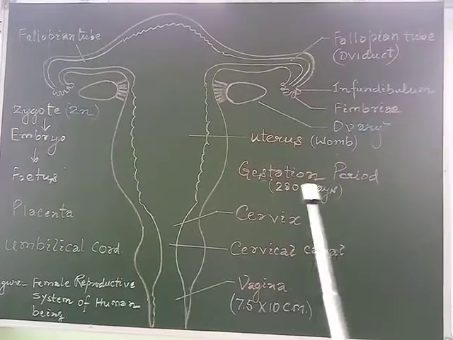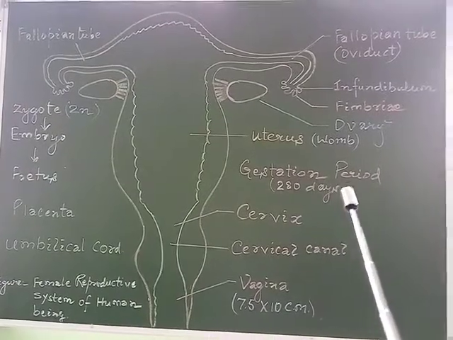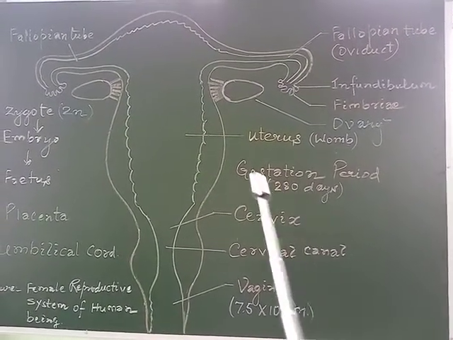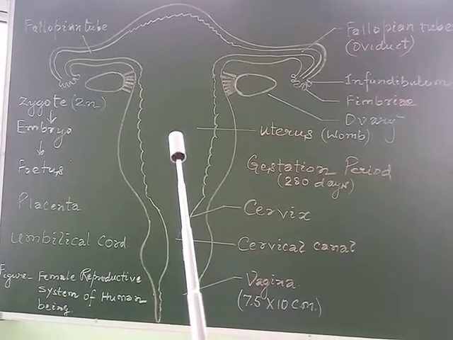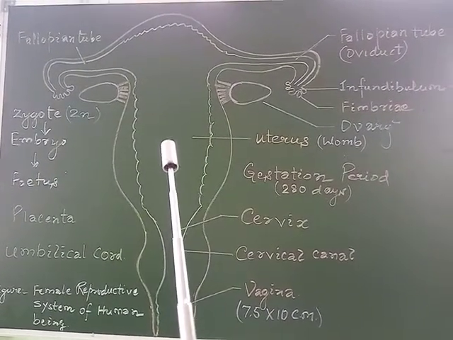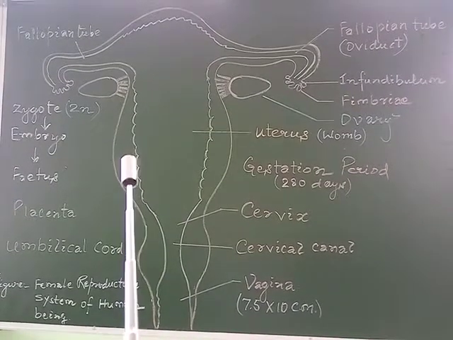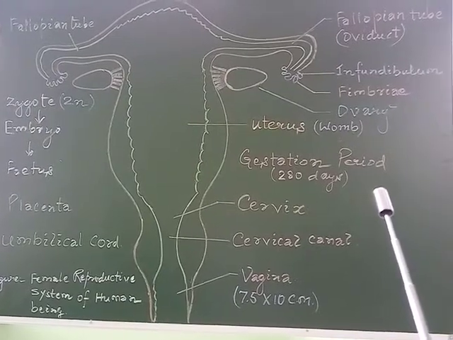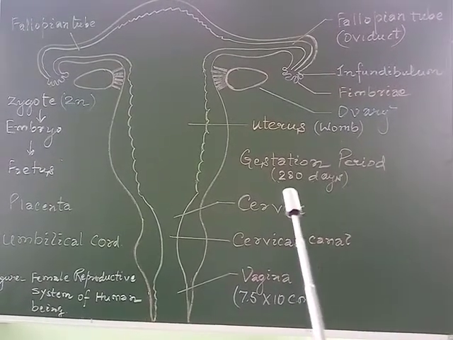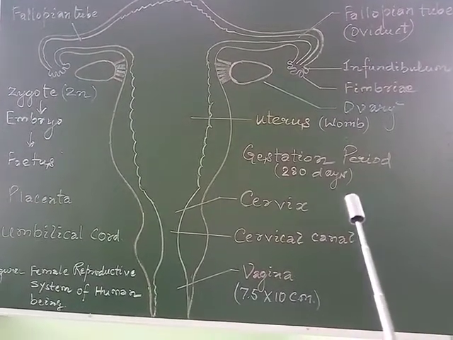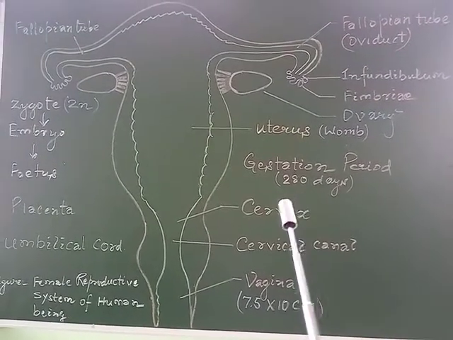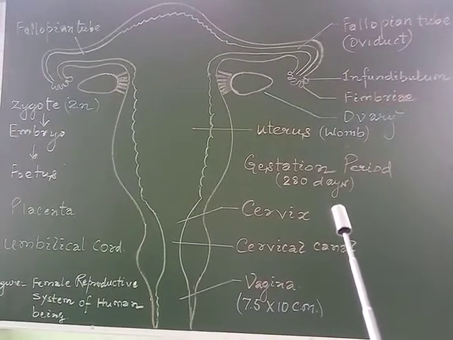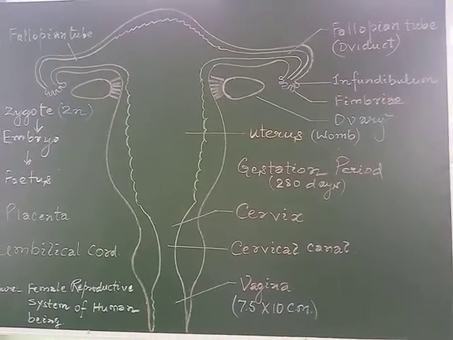As far as the gestation period or the pregnancy period is concerned, the full term of the development of an embryo within the body of the mother, or within the uterus of the mother, is called the gestation period or pregnancy period. In human, it lasts for around 280 days or 40 weeks, or we may say 9 months. After this period, the fetus is ready for birth.